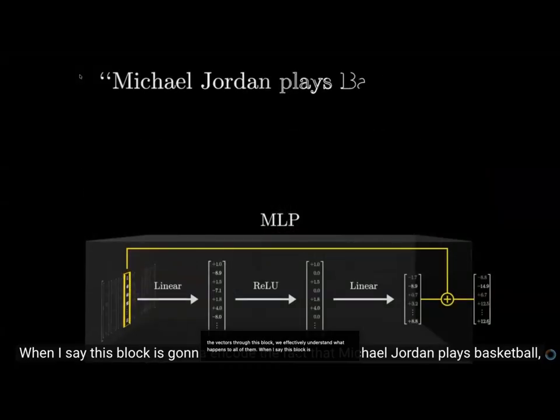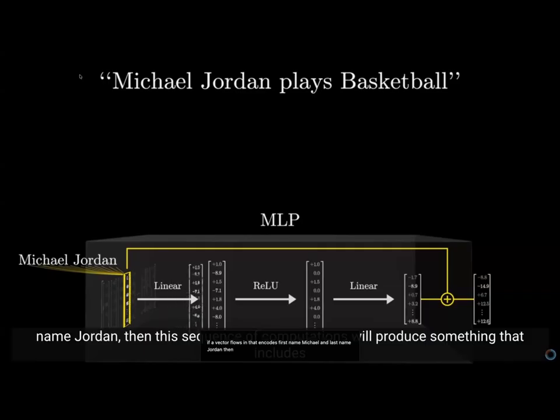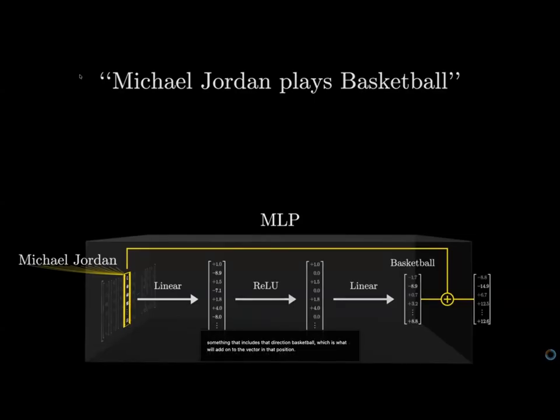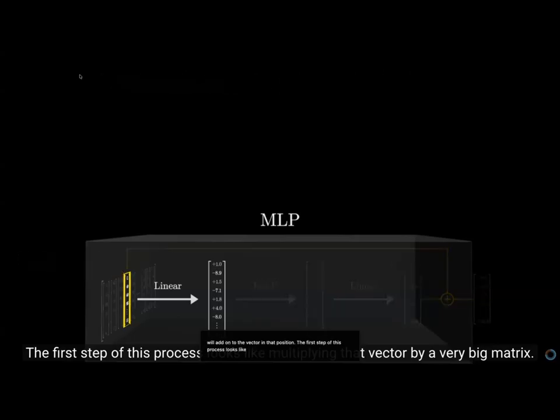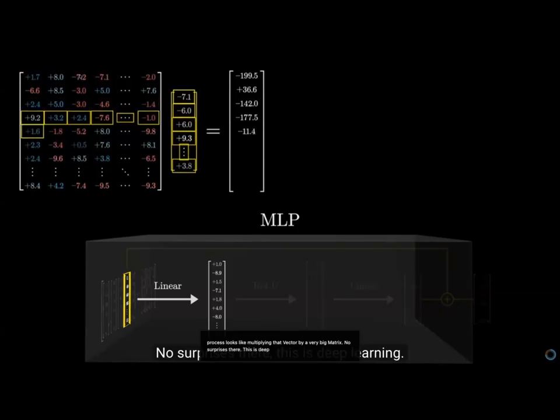When I say this block is going to encode the fact that Michael Jordan plays basketball, what I mean is that if a vector flows in that encodes first name Michael and last name Jordan, then this sequence of computations will produce something that includes that direction basketball, which is what we'll add on to the vector in that position. The first step of this process looks like multiplying that vector by a very big matrix. No surprises there, this is deep learning.